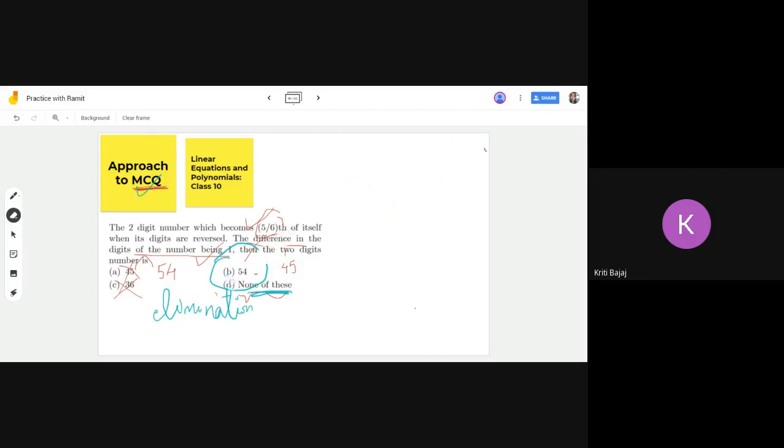Right. So now you tell me what variable should I take? What value should I assume? What variable should be taken for this question? We can take the two-digit number as XY. So the digits can be x and y, right? Let the digits be x and y.